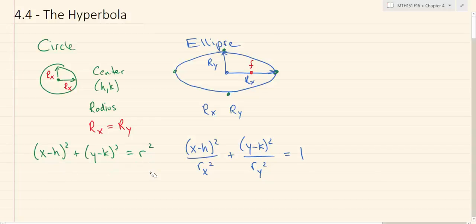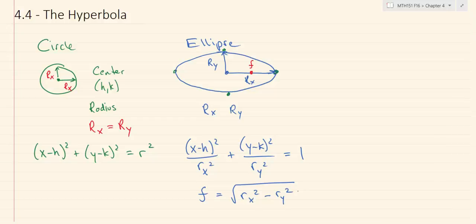There was a second equation that we also got with the ellipse, which referenced the focal point. We obtained that by using the Pythagorean theorem, and it became this: the focal point is equal to the square root of r sub x squared minus r sub y squared. So now there's one more shape we can derive.